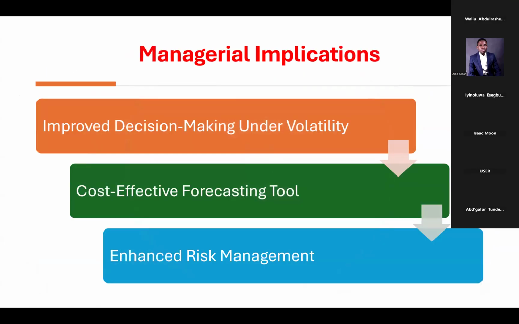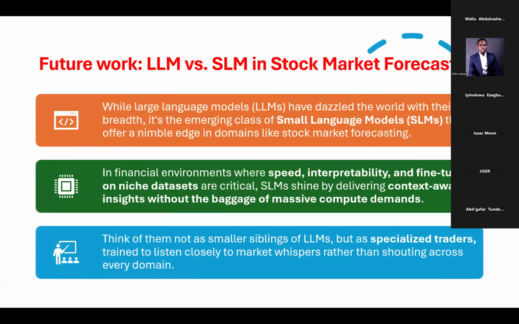Okay, the managerial implications of our work are that it helps in decision making. It helps with cost-effective forecasting, as it requires less money to implement, and it also enhances your risk management. Then the future work, which is about LLM versus SLM. Yes, this conference is all about generative AI and LLMs. But we would like to say that SLM is more preferable when it comes to something like finance.